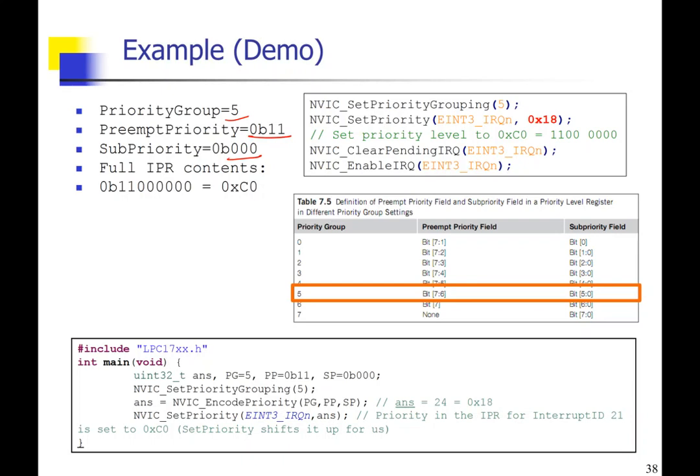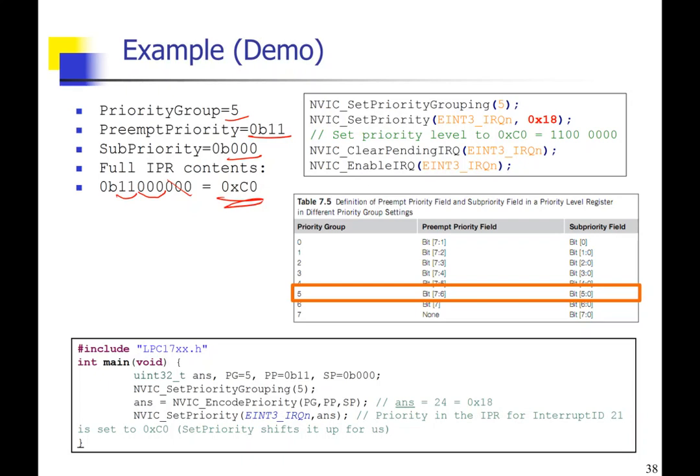Preempt priority of 1 1 is going to be high or low? I mean, is it a high priority or a low priority? It's a low priority because 1 1 is the worst case, right? If you have 2 bits and both of them are 1, it means your preempt priority is the lowest in the system. Now the full IPR content would be: the first 2 bits will be preempt priority, the next 3 bits will be sub priority, and these last 3 bits are actually not used, so you will be writing zeros there. So the actual content that you write to IPR is C0.